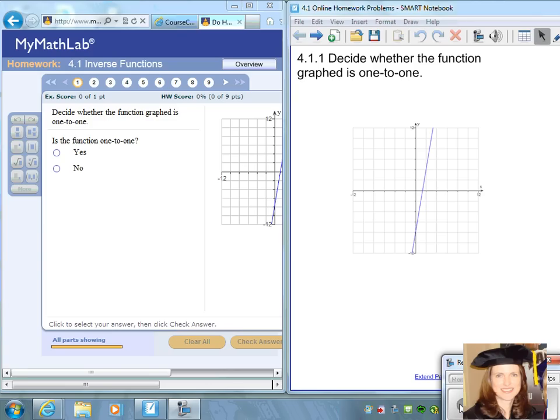This video will go over section 4.1 inverse functions. Question number 1 asks us to decide whether the function graph is one-to-one. Well, a one-to-one function passes what we call the horizontal line test.